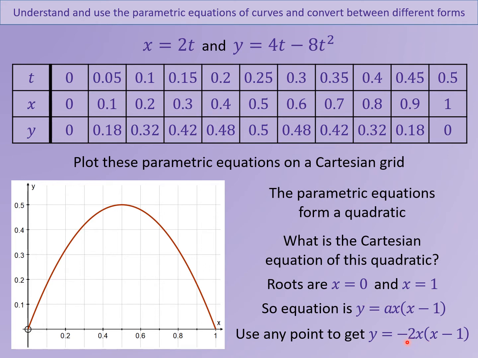Notice you can neaten this up if you wanted to. If you took the minus inside this bracket, you could rearrange it to 2x lots of 1 minus x. And that'll be important in a minute. So 2x lots of 1 minus x if you wanted to neaten it up.